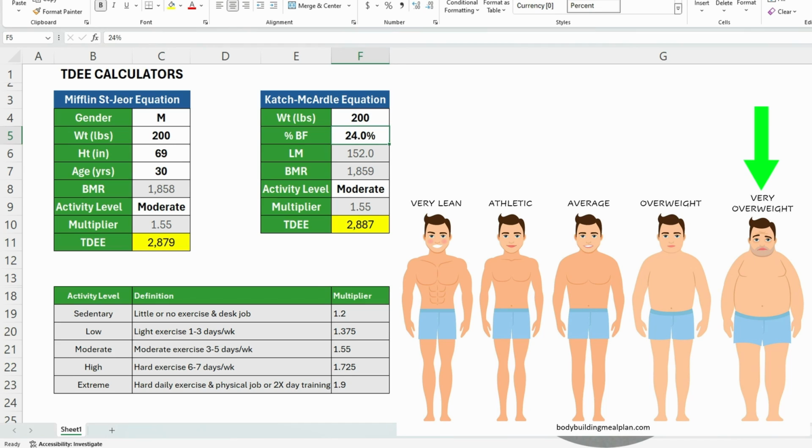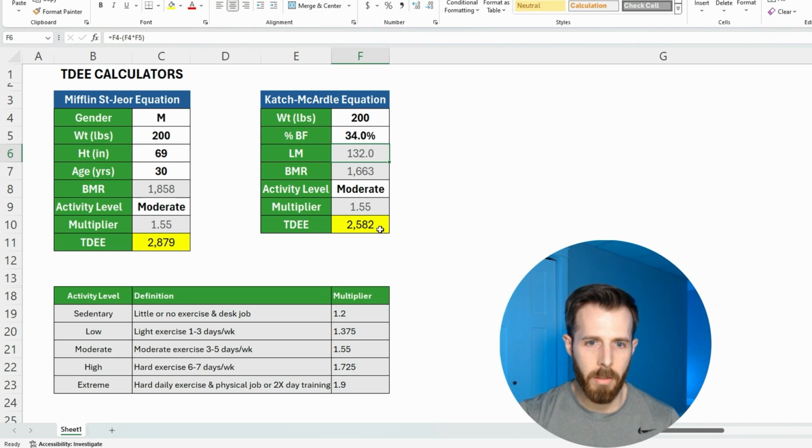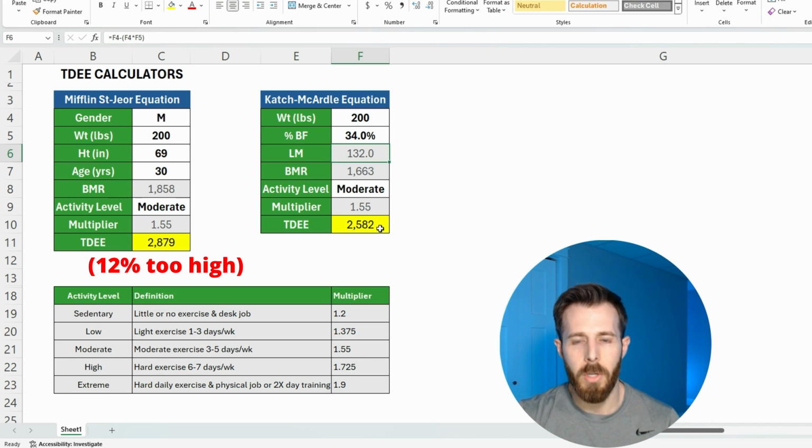So for example, if you let yourself get out of shape and you got up to 34% body fat, now your lean mass is lower, which lowers your basal metabolic rate and also lowers your TDEE. In this case, it's almost 300 calories lower than the Mifflin-St Jeor equation. So if you were using this equation to find your TDEE and then estimate how many calories you need to lose weight, you'd be overestimating and probably wouldn't lose any weight at all.